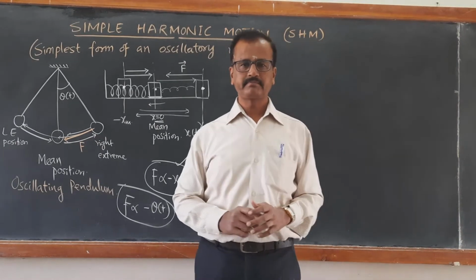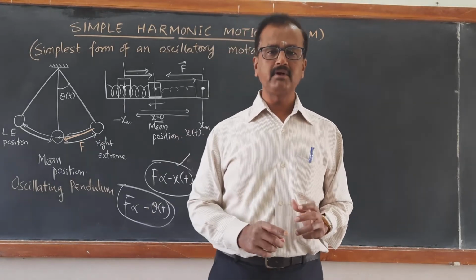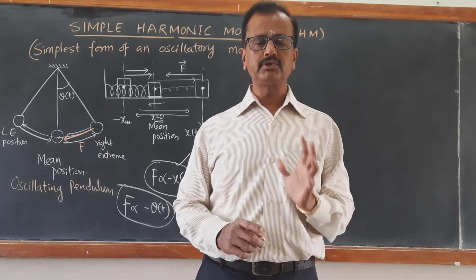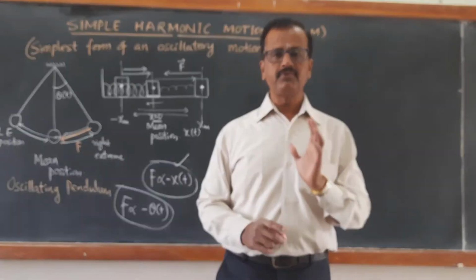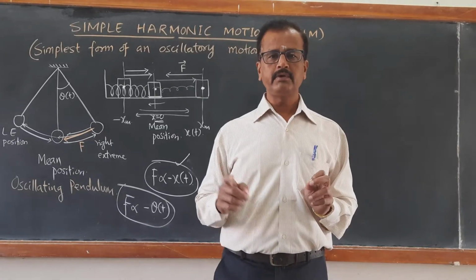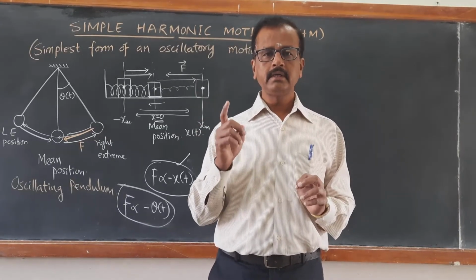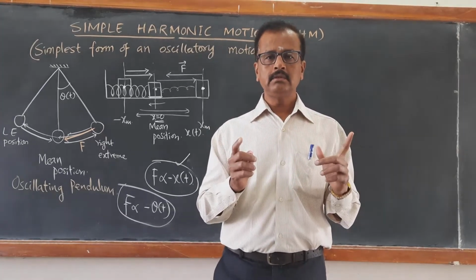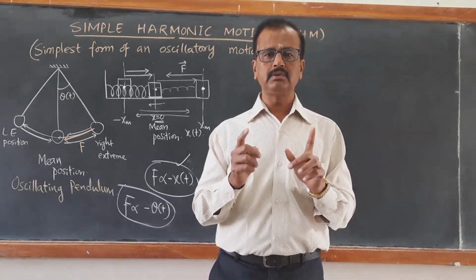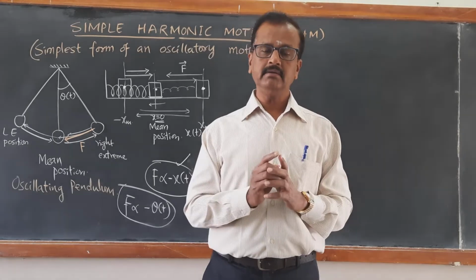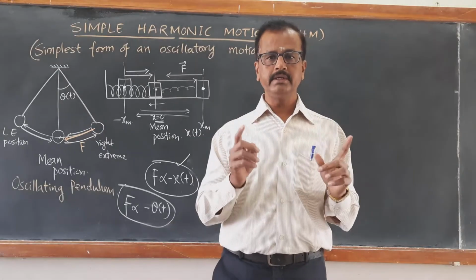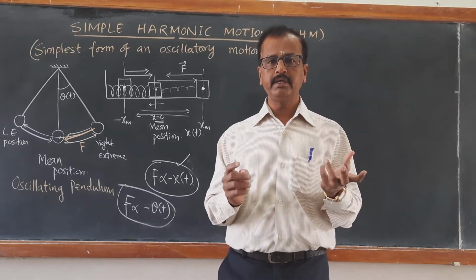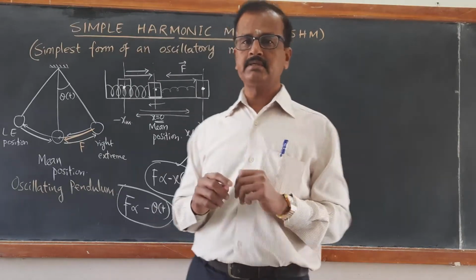Good morning, friends. So yesterday we defined what is simple harmonic motion. Simple harmonic motion is that motion in which there is a force acting on the oscillating body, which always tends to bring the oscillating body to the mean position or equilibrium position, and that force is directly proportional to the displacement of the oscillating body. Actually, that force is directly proportional to the negative of the displacement. So that's what we discussed in the previous video.